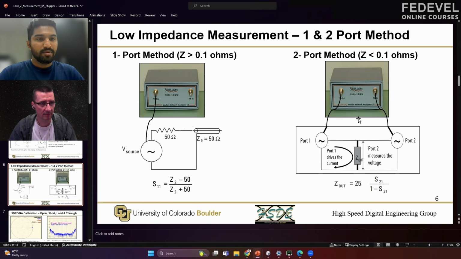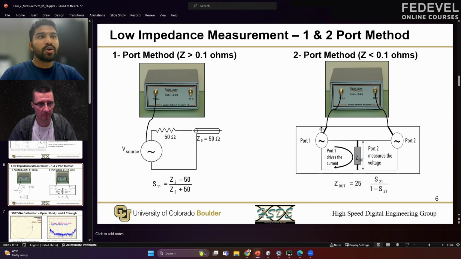In the 2-port method, we essentially use both the ports of the VNA, and this method is fairly similar to the 4-point Kelvin method that we use to calculate the DC resistance, but extrapolated into the AC domain. This SDR VNA takes a frequency sweep from 1 kilohertz to 1.3 gigahertz. We are going to have this test structure that I'll show you shortly, and in that test structure, we have this device under test.